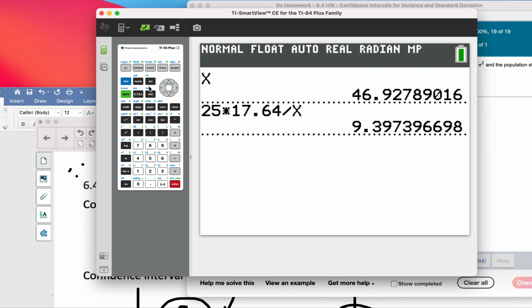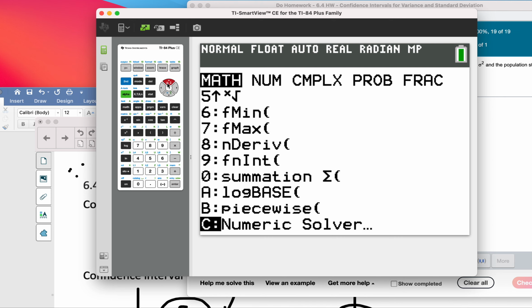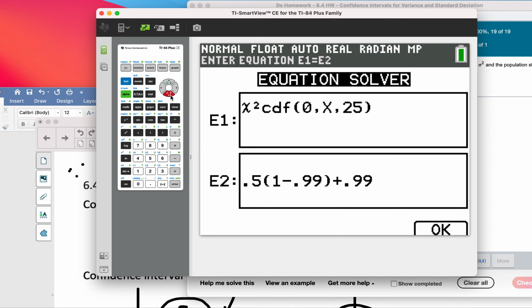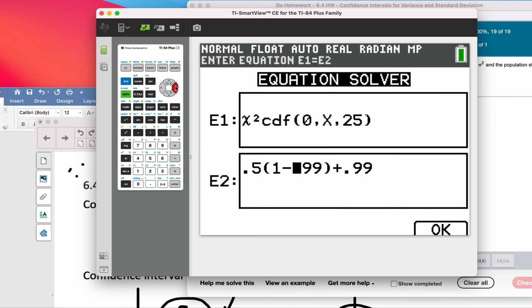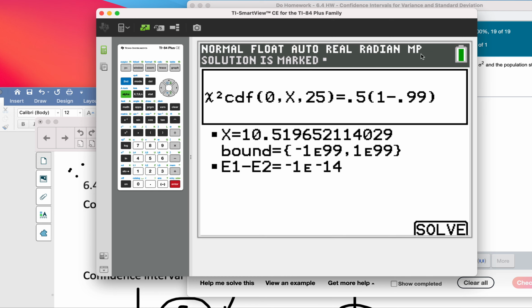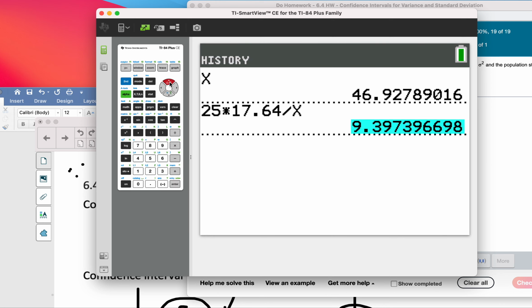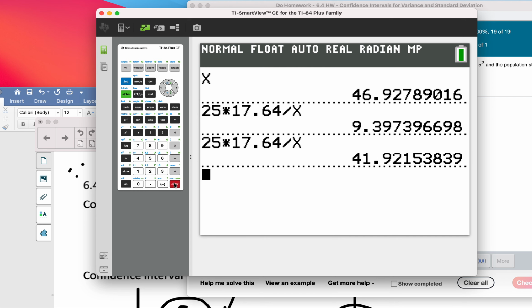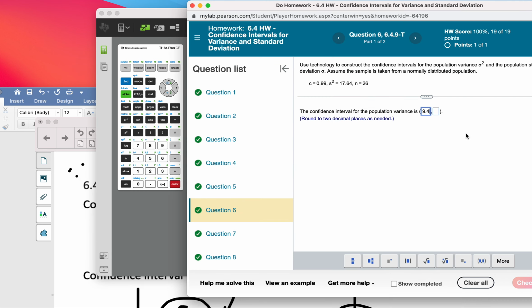To do the right side, I'm going to go back into Math Solver. The only thing I change is I'm just going to erase the 0.99 on the end because I want the chi-squared on the left side. Push the down arrow, have it pop up a number. It should be smaller than 46. Yours will take a little longer, but I still have it now saved as x. So get out of here. Go back up. This is the same calculation. My x value just changed. So hit enter, 41.92.